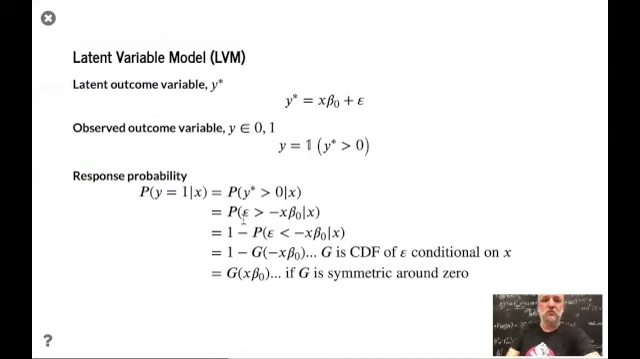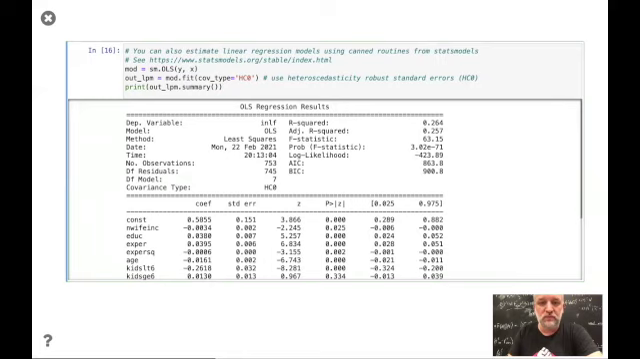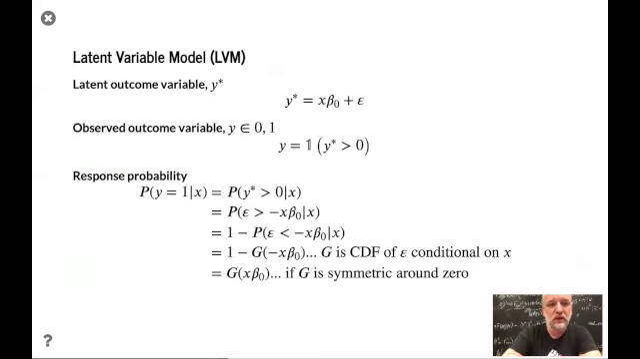We're going to move on from here. This is our initial treatment of a linear probability model, and then we move on to the next topic, which is the latent variable model. The latent variable model gives a nonlinear prediction of the response probability, and we'll talk about that in the next video.